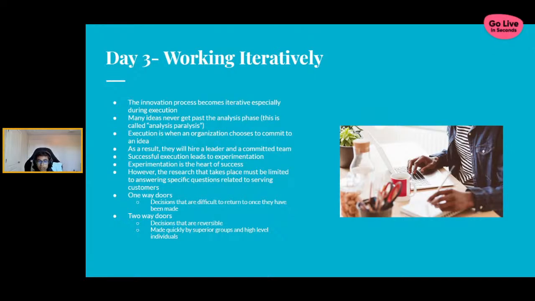However, the research that takes place must be limited to answering specific questions related to serving customers. There are 2 types of decisions: one-way door decisions and two-way door decisions. One-way doors are decisions that are difficult to return to once they have been made. However, two-way door decisions are reversible, and you can go both ways. They are made quickly by superior groups and high-level individuals, as they can be remade if necessary.